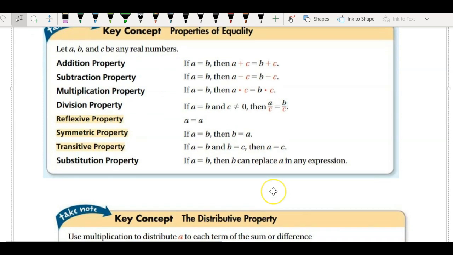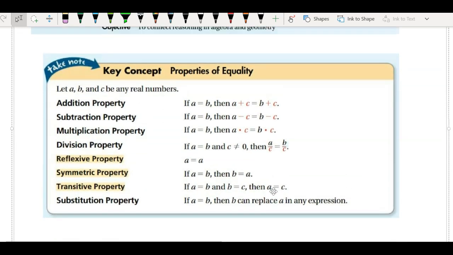The substitution property, which we're going to use a lot: if A is equal to B, then we can replace any value that has A in it with B. We're going to be using this quite a lot.